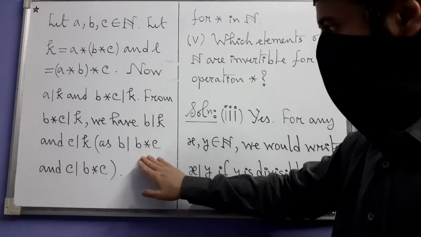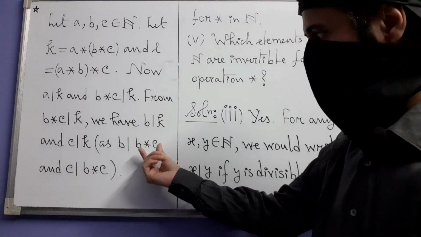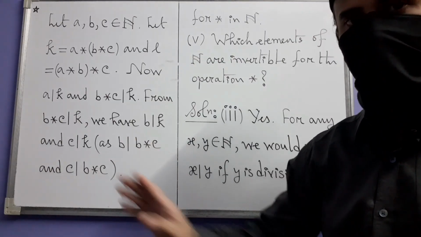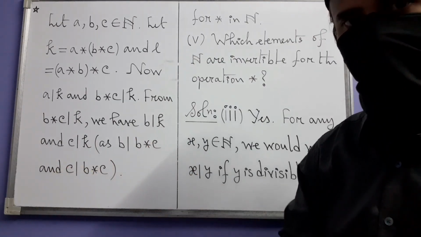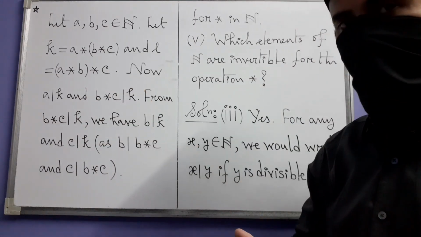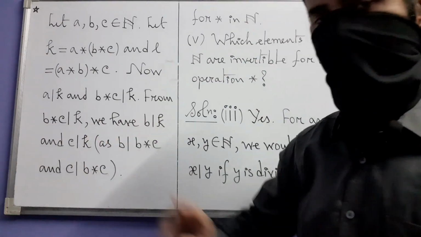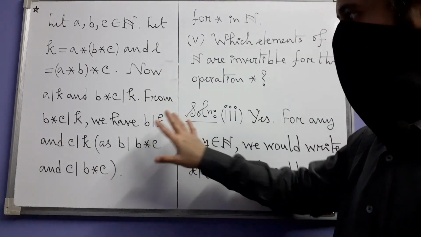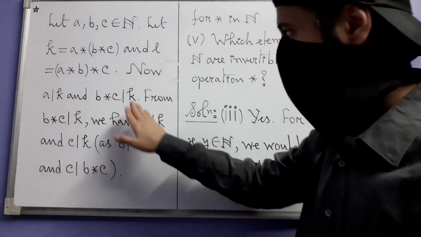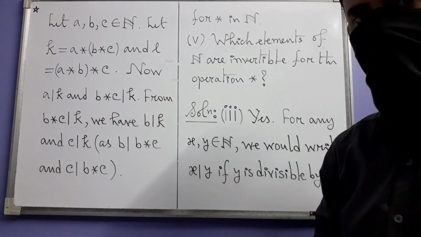Why? Because b star c is the LCM of b and c, so it's the multiple of both b as well as c. So both of them divide b star c, which however divides k, because divisibility relation is transitive, so b and c both have to divide k. So now we see that a, b and c, all these integers divide k.